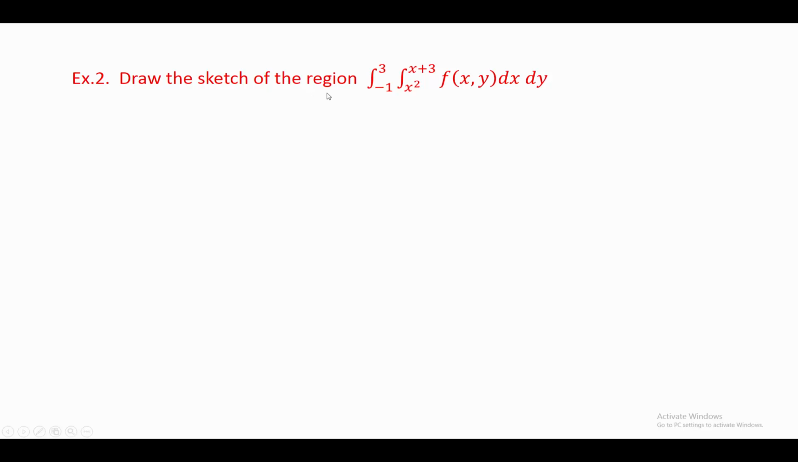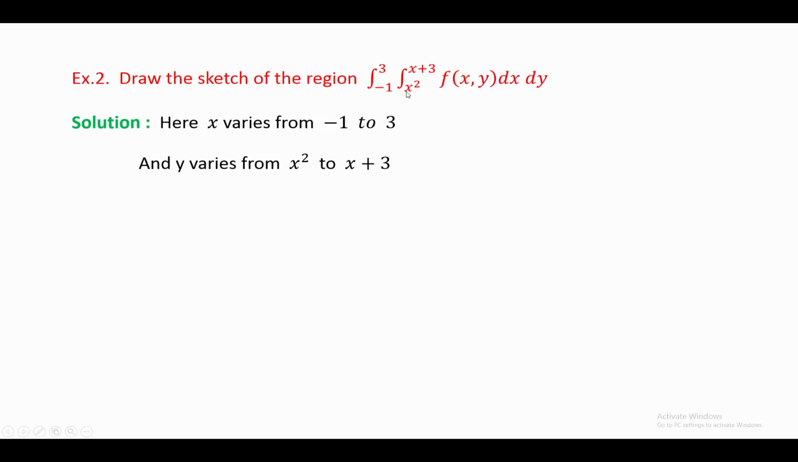Draw the sketch of the double integration, first integration limit minus 1 to 3, second integration limit x square to x plus 3, f of xy dx dy. Here the limits of integration from x square to x plus 3 are in terms of x, so these are values of y. Means y equal to x square to y equal to x plus 3, and these are values of x, x equal to minus 1 to x equal to 3. Means x varies from minus 1 to 3 and y varies from x square to x plus 3.